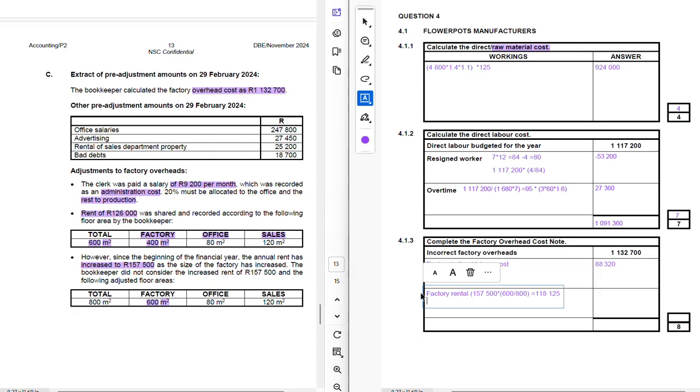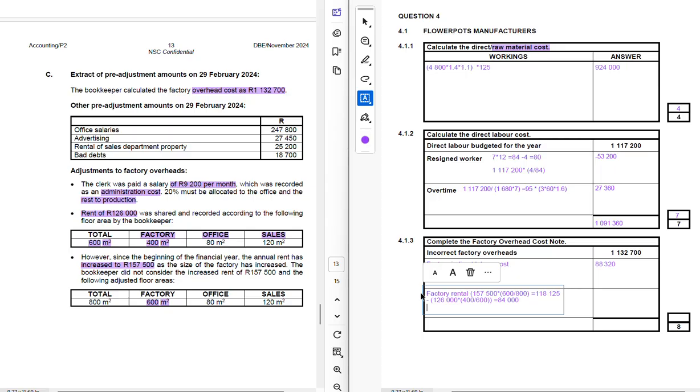However, we need to take into account that even though there was an increase that took place that was not considered, there was a rent that was already considered. So the rent that was already considered, we need to subtract. And the amount we're going to subtract is based on the rent of 126,000. So now you're going to say 126,000, which was based on the previous amount. Then at that point, the factory was only 400 meters squared and the total was 600 meters squared. So the amount that you are going to get is 84,000.